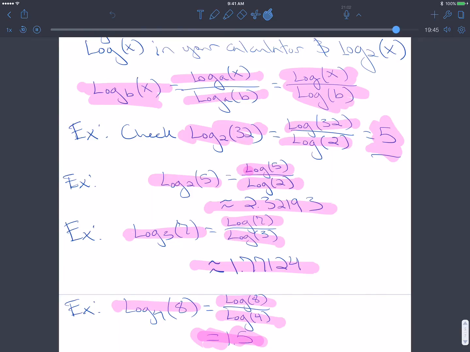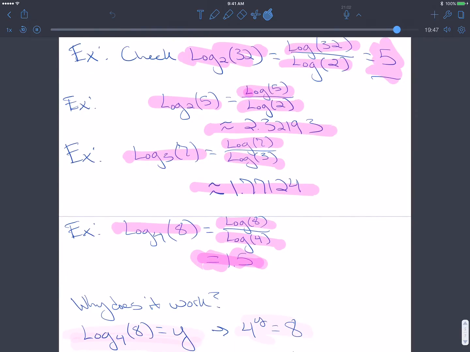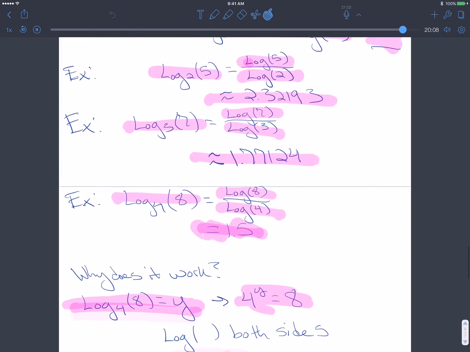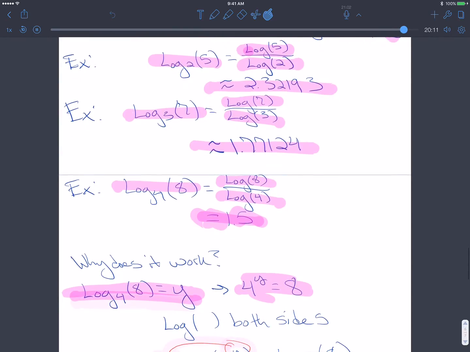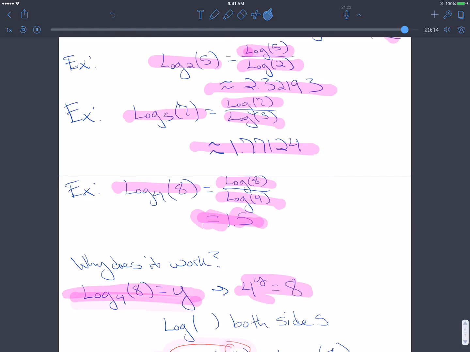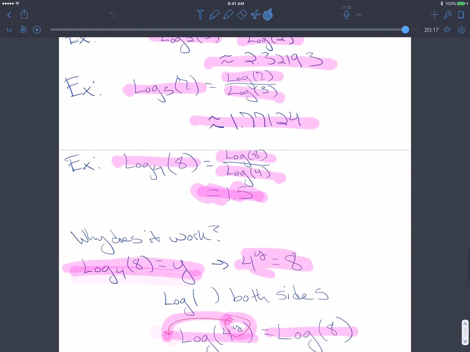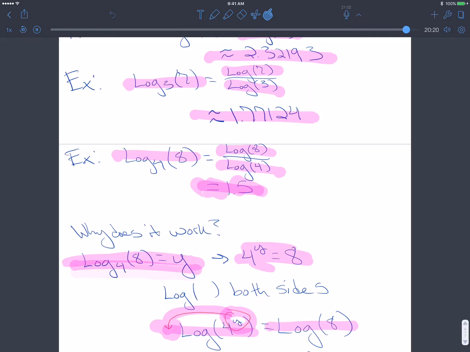If you're wondering why does this work, which I think is a good question to ask, let's use this idea, log base 4 of 8 equals y, for a second, just so I can show you. What we're saying is that if log base 4 of 8 equals y, then that is also saying that 4 to the y is equal to 8. If you take the logarithm of both sides, then you're taking the logarithm of 4 to the y and the logarithm of 8. Now, y is an exponent, so we can move it in front, and we have y times log of 4 equal to log of 8.